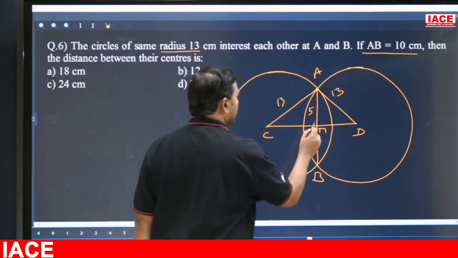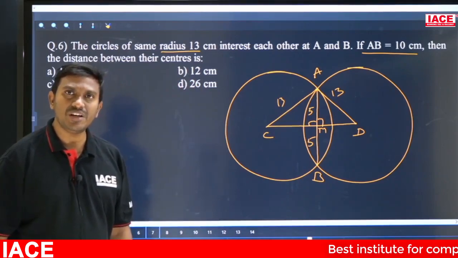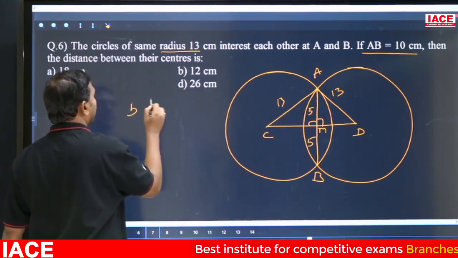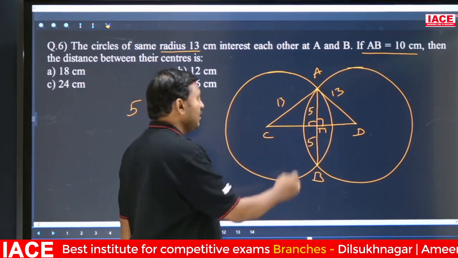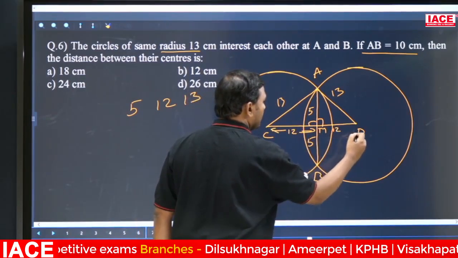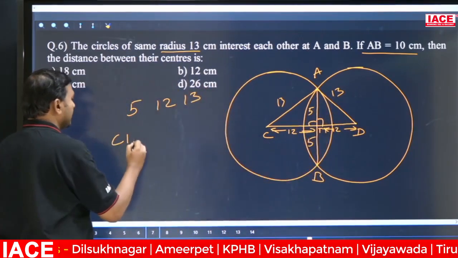Very simple. Here right angle triangles are forming. How many? 2 right angle triangles are forming. Tell me the combination: 5, 13, so the combination is 5, 12, 13. So this value is 12, and this is also 12, right? 5, 12, 13. So what is CD?